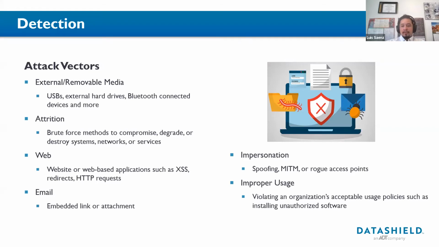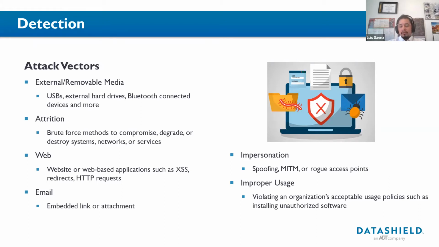We have attrition, which is just an attack that employs brute force methods. It could be for authentication mechanisms such as passwords, captchas, digital signatures. We have web attacks. This could be from a web application. For example, we have cross-site scripting attacks that are used to steal credentials, or they can be used to redirect to a site that exploits a browser's vulnerability.